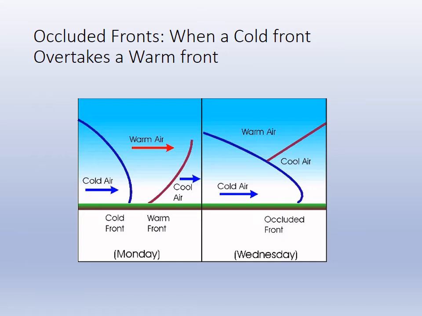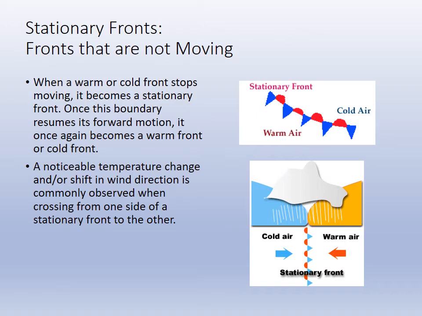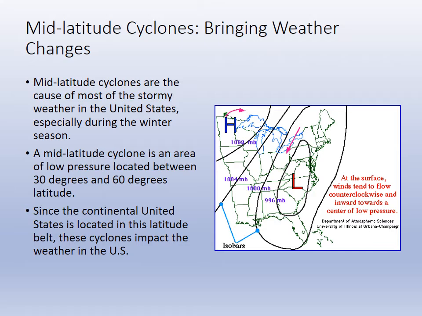When the cold front, which moves faster, catches up to the warm front, you have what is called an occluded front. And then if a front were to stall out, it would be termed a stationary front. Usually you have to deal with cold and warm fronts, and you can see this is how they form.